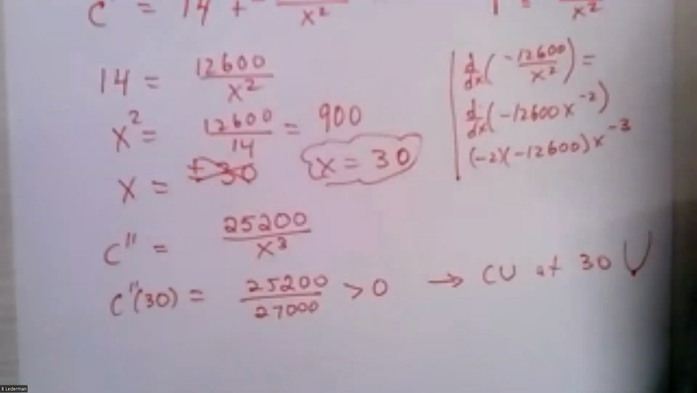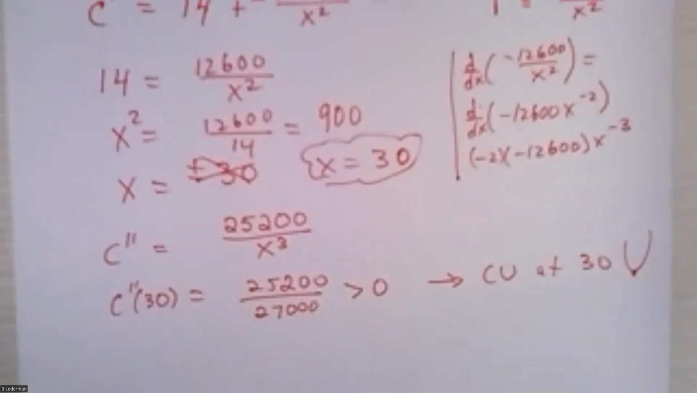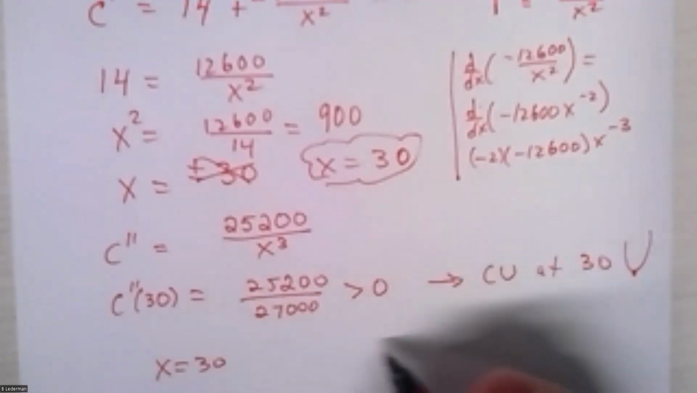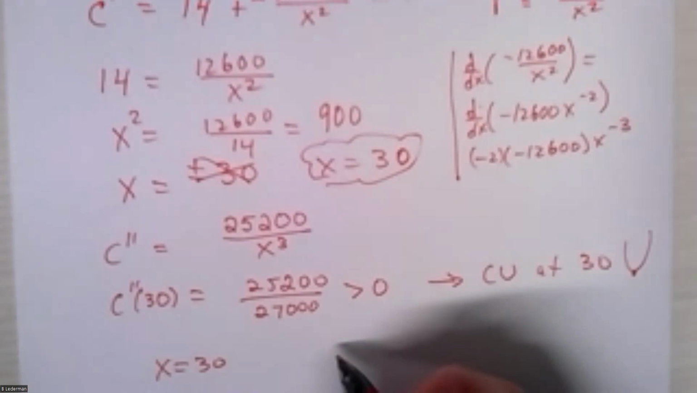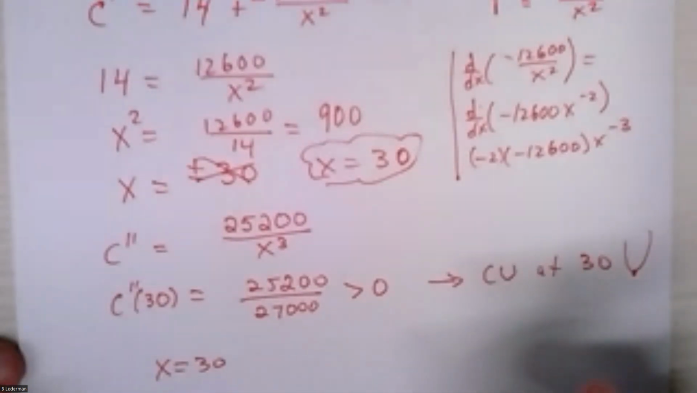I definitely have no problem. 30 is definitely part of the domain. It doesn't make any fractions equal 0 or anything like that. So I see that my answer is going to be x equals 30. Now let's just remember what the diagram looked like. Well, actually, I don't need to revisit the diagram.